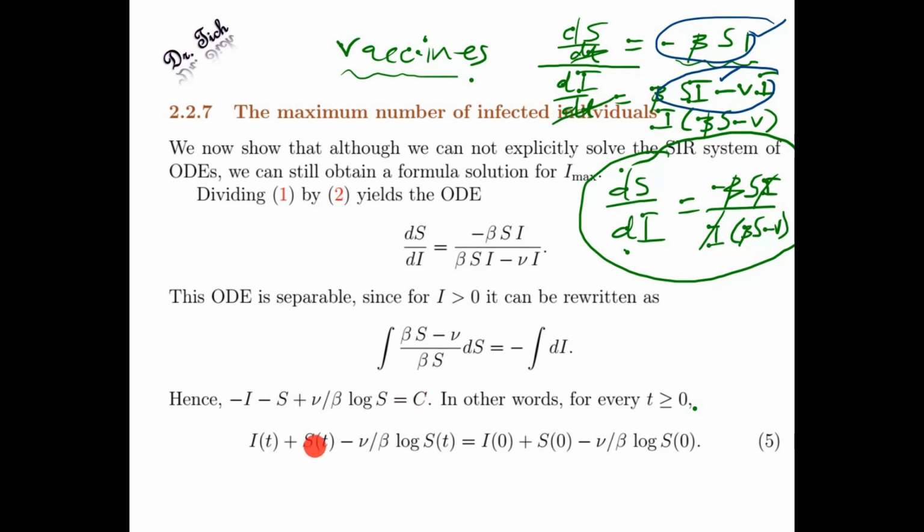And if you look at this now, this will tell us that for t greater than or equal to 0, provided that you take this guy to that side, this one becomes negative as it is here. And for initial values, you are going to have I0 and S0 v over b log S0. So we are simply saying at time t equals 0. That's what you have got there.